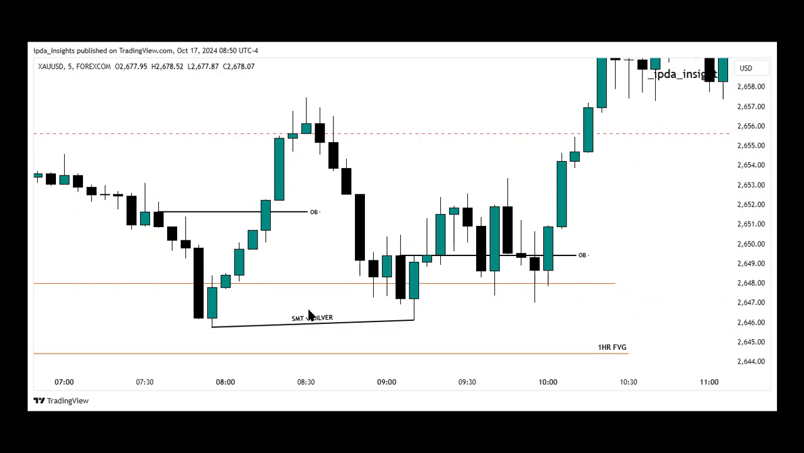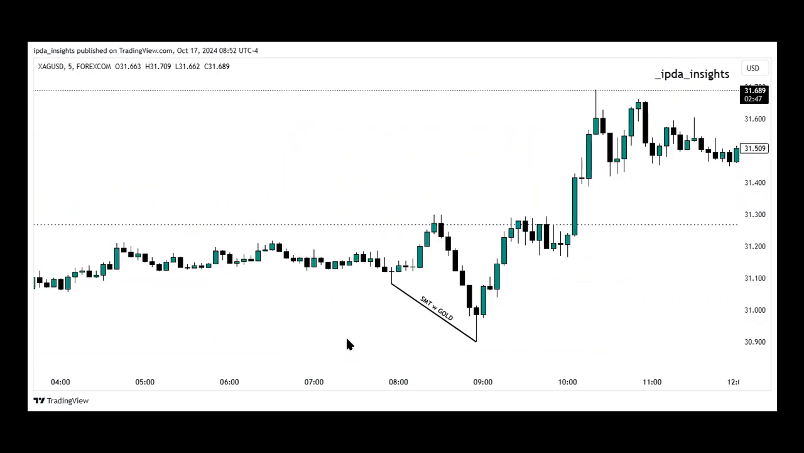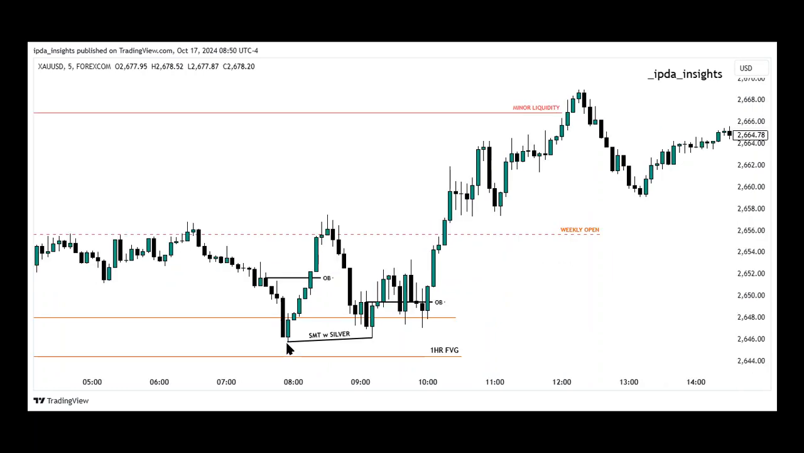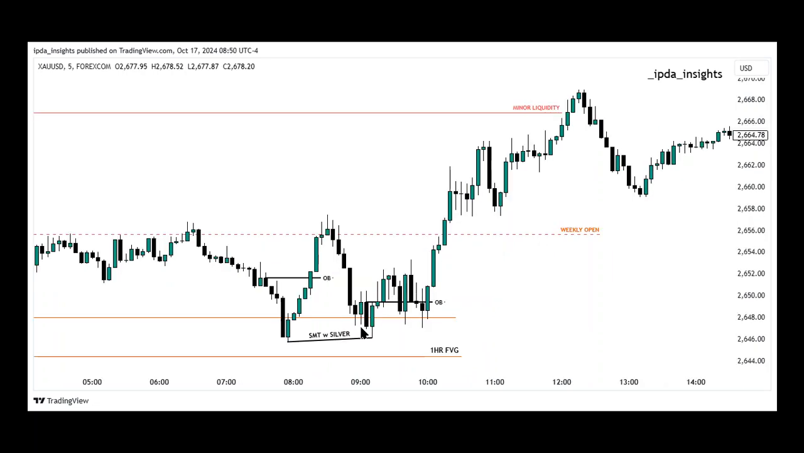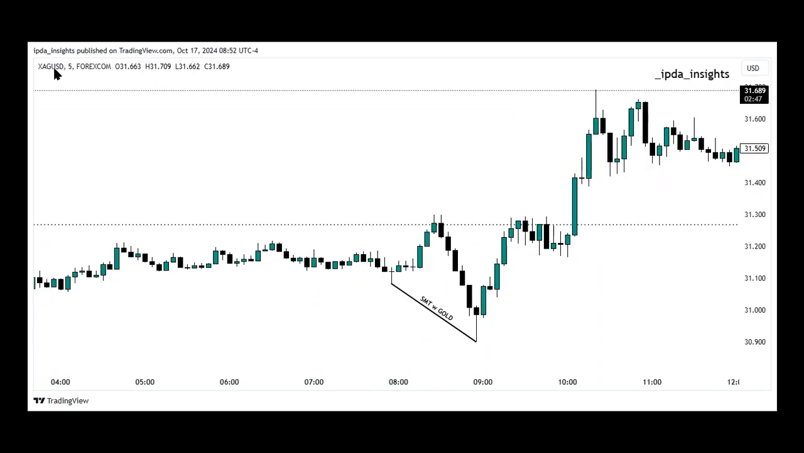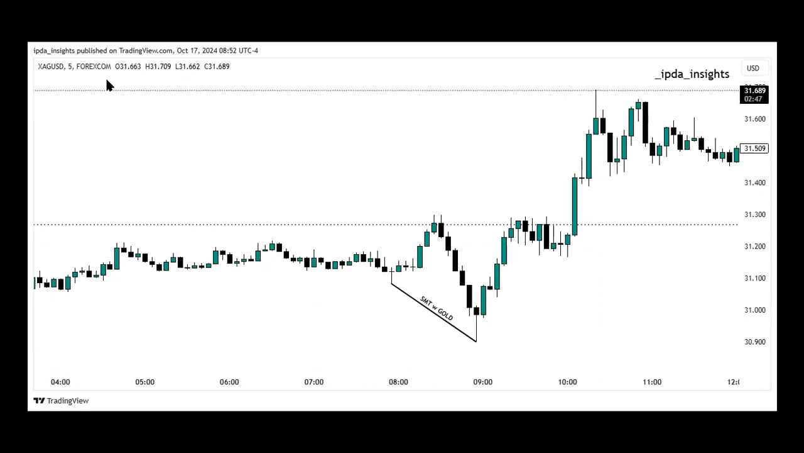That is that SMT I was referring to. SMT with silver. Let's go to silver. Around 8, we have that low that we saw on this very low, right? We go to 9, we see silver running out that low. That is a cracking correlation. It's a differentiation between these two related markets right here. Around 9, we don't take out this low on gold. This is silver XAG USD. Gold is XAU USD, so you don't get confused.